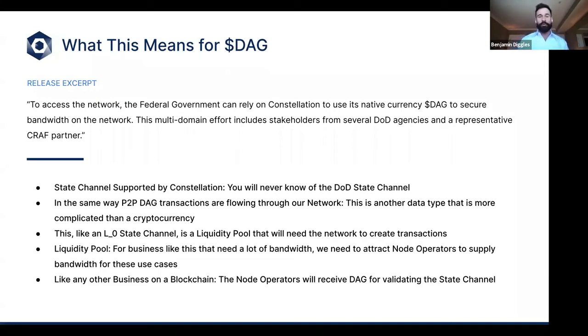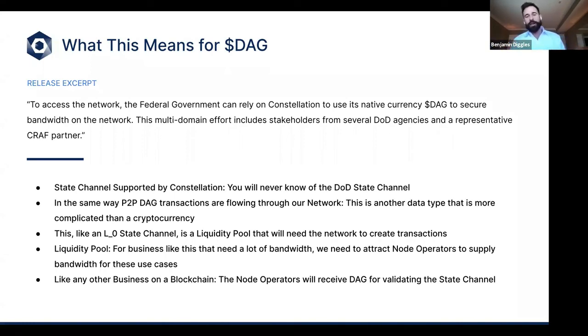For those that have been following on the liquidity pool, for businesses like this that need a lot of bandwidth, as we start to bring on big enterprise, we need to attract node operators to supply bandwidth for these use cases. So, we've been calling node operators. I know everybody's like, we're ready to operate nodes. It's all coming with mainnet 2.0, but this is all kind of teeing up this ecosystem that we've built out and this methodology that I think is absolutely brilliant.